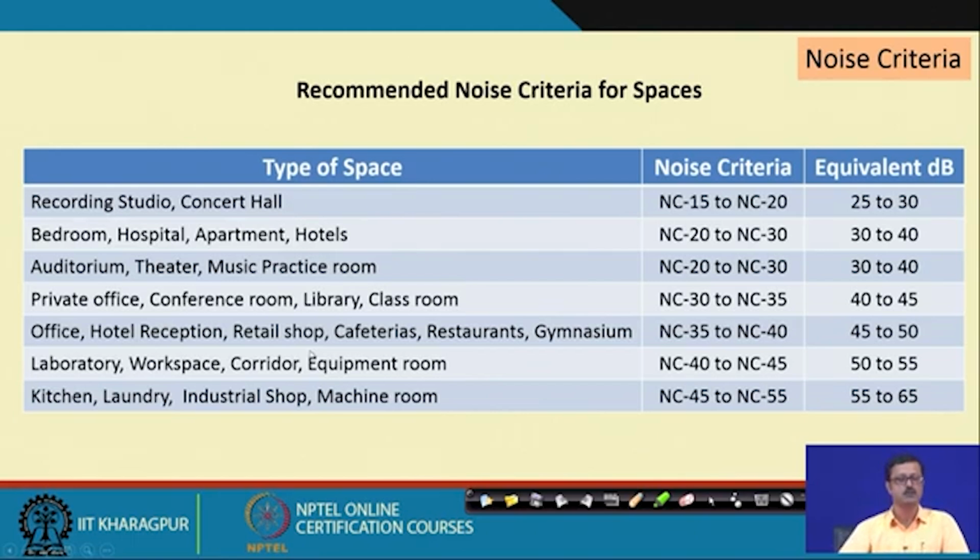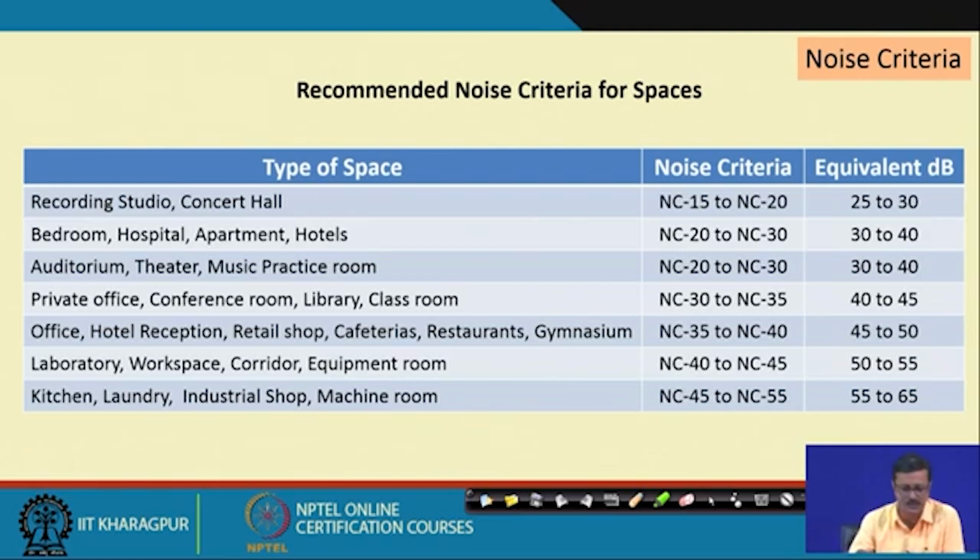For bedrooms, residential bedrooms, hospitals, apartments and hotels, it is a little bit higher, 20 to 30. Auditoriums and theatres are 20 to 30 again. Private offices, conference rooms and libraries are 30 to 35. Offices, receptions, gymnasiums and restaurants are a bit noisy, 35 to 40. Laboratories, workshops, building corridors and equipment rooms are 40 to 45. Kitchens, laundries, industrial shops and machine rooms are 45 to 55. Those are the specific recommended noise criteria for any space.